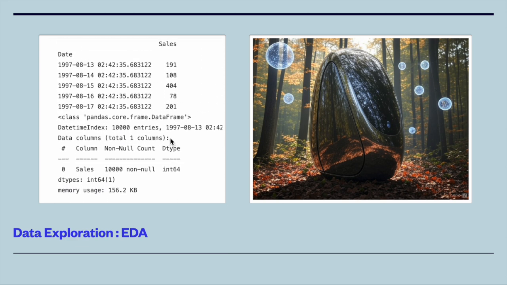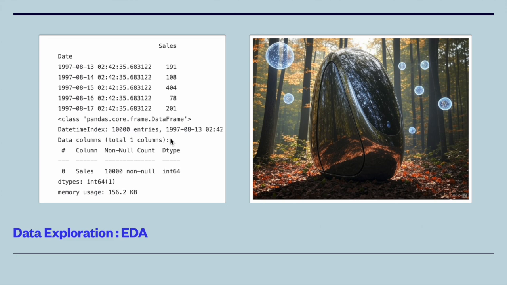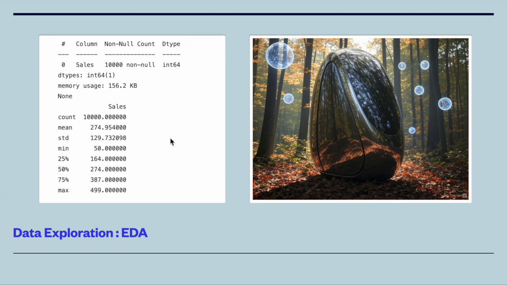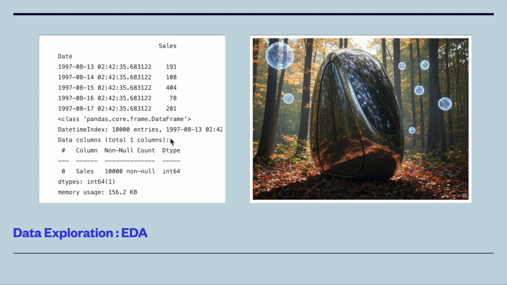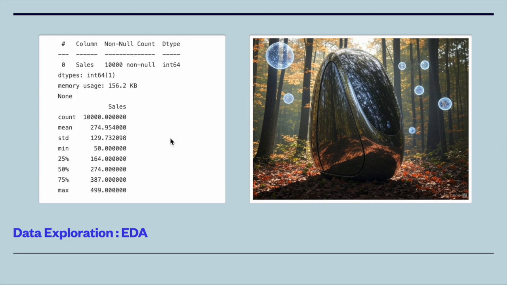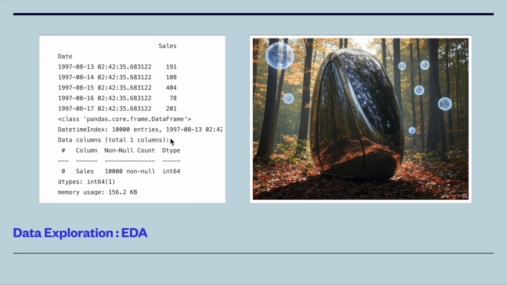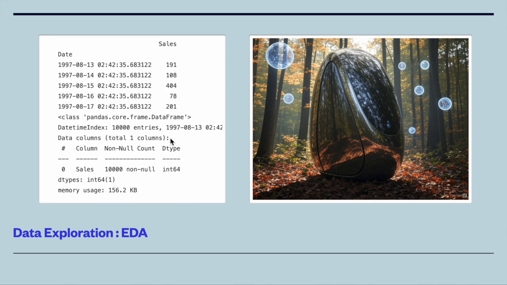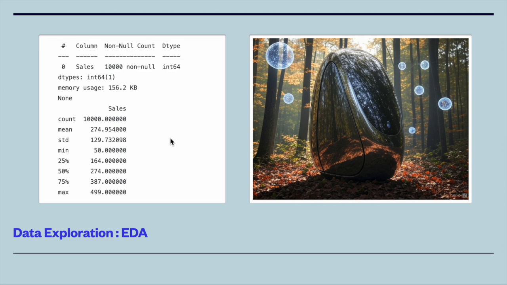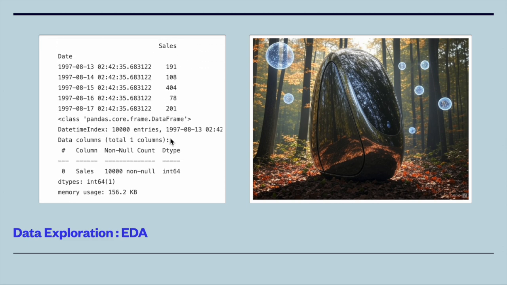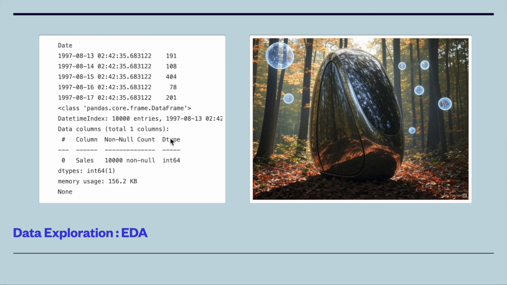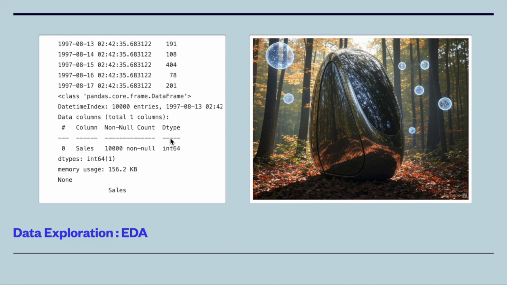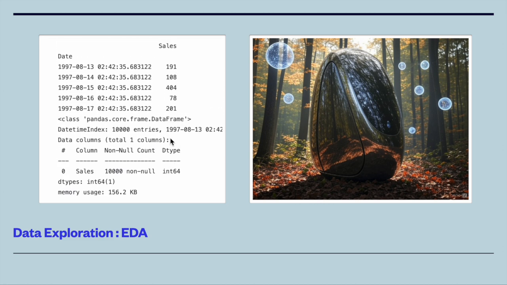You can see the data has all integer data types, non-null values, and there are tens of thousands of observations in this data, and it starts from 1997 to 2024. So this data is completely clean, no null values, and as you can see, it is presented as a pandas data frame.